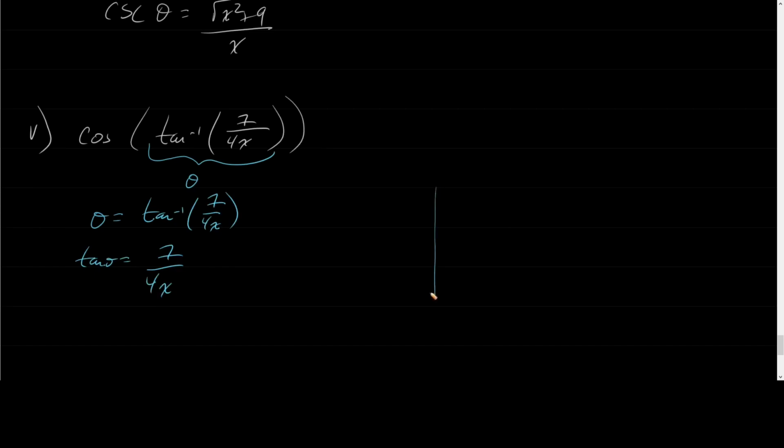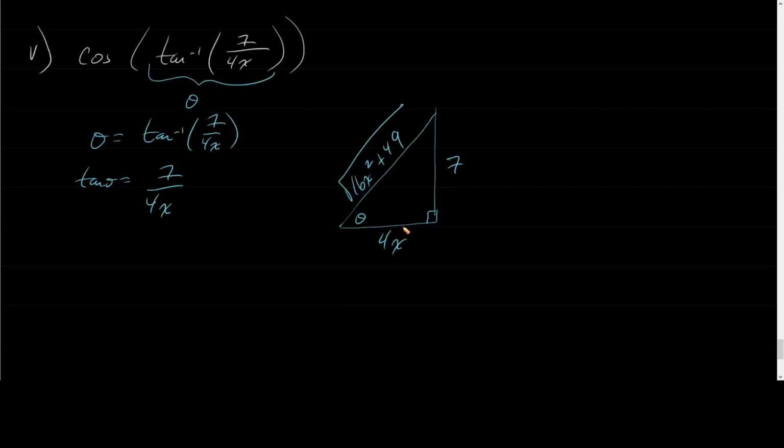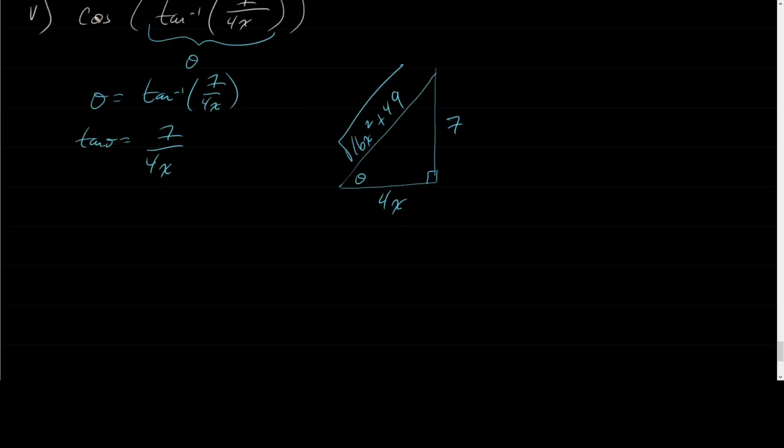There we go. And now if I take a look at the triangle implied, well, tangent is opposite over adjacent. So I end up with opposite 7, adjacent 4x, giving me that the hypotenuse is going to be the square root of 16x squared plus 49. And again, that's from the Pythagorean theorem. At that point, we would say, well, what would cosine of that angle be? So cosine theta from SOHCAHTOA is adjacent over hypotenuse. So I end up with our adjacent side, 4x, over the hypotenuse, the square root of 16x squared plus 49. All right, and that would be our final answer.